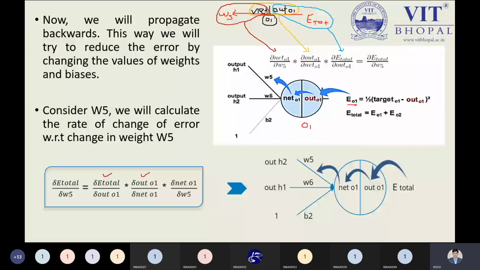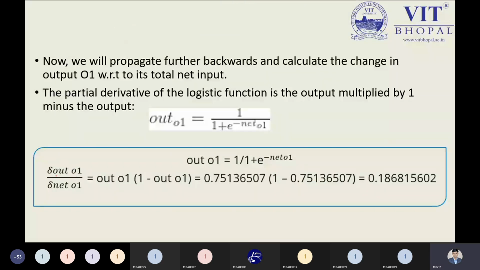Now let us understand how we are getting it. If I try to get the partial derivative of out O1 with respect to net O1, what is the formula of out O1, if you remember? What is the formula?